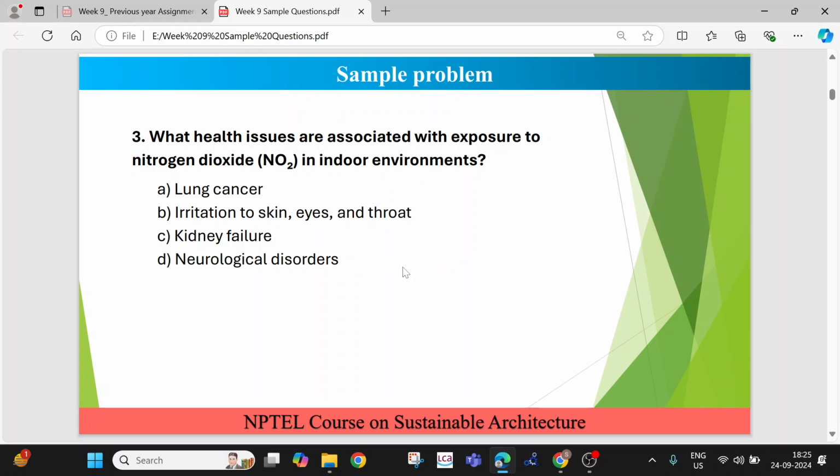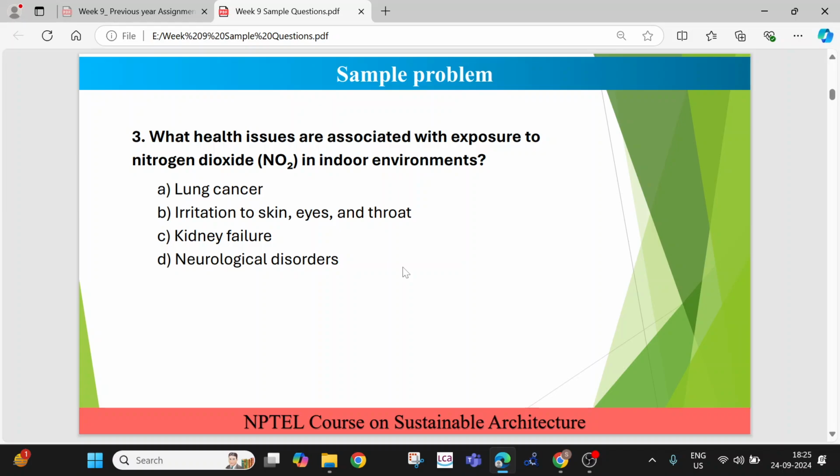The health issues associated with the exposure to nitrogen dioxide in indoor environments are irritation to the skin, eyes, and throat, and sometimes coughing is also observed. It is also said that it is important to maintain its concentration below 0.05 ppm. Like CO2, you can go up to 1000 ppm, but in the case of nitrogen dioxide, you have to maintain its concentration below 0.05 ppm. Is it fine? Can we move to the next question?